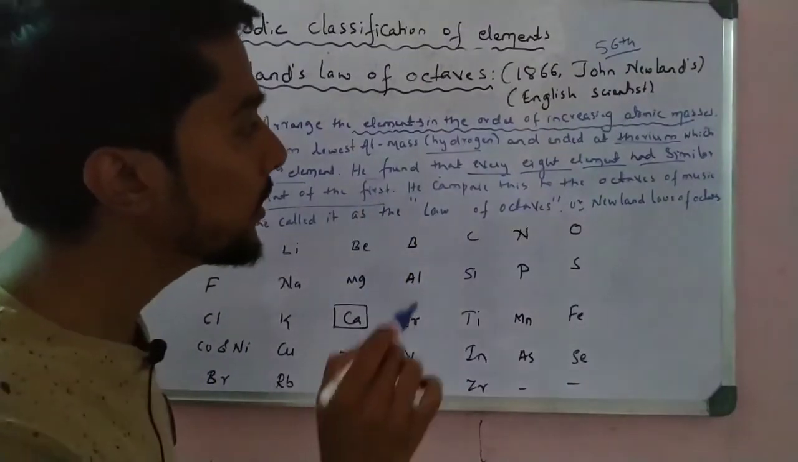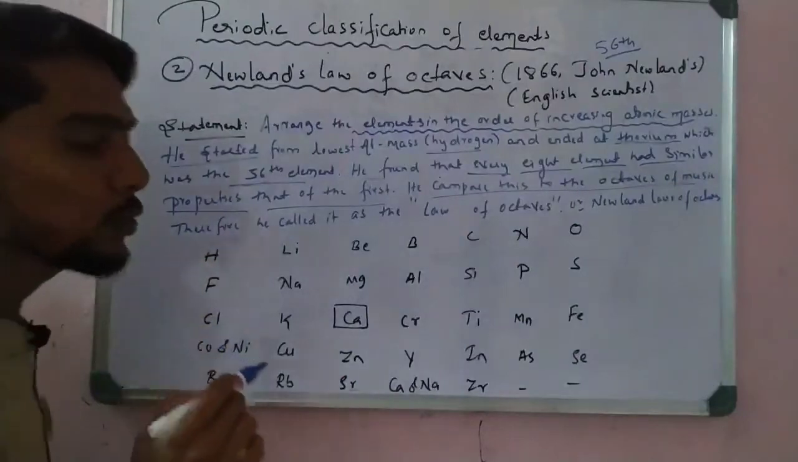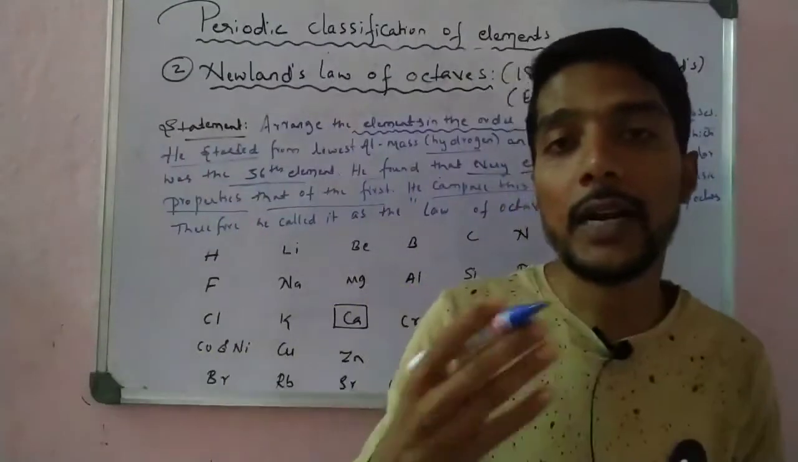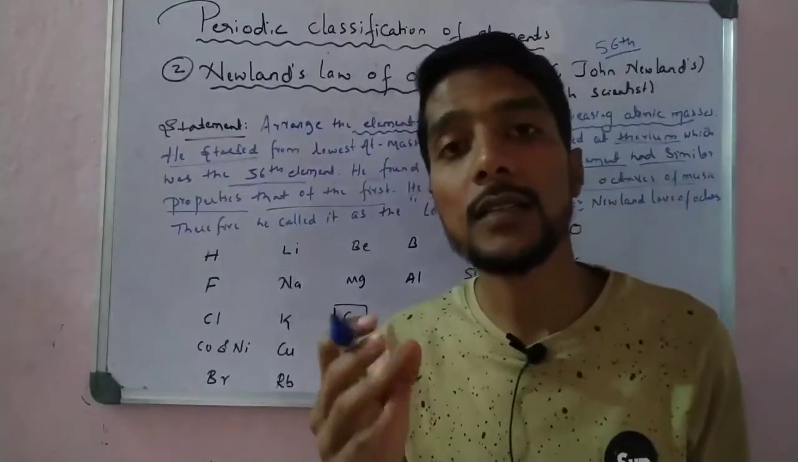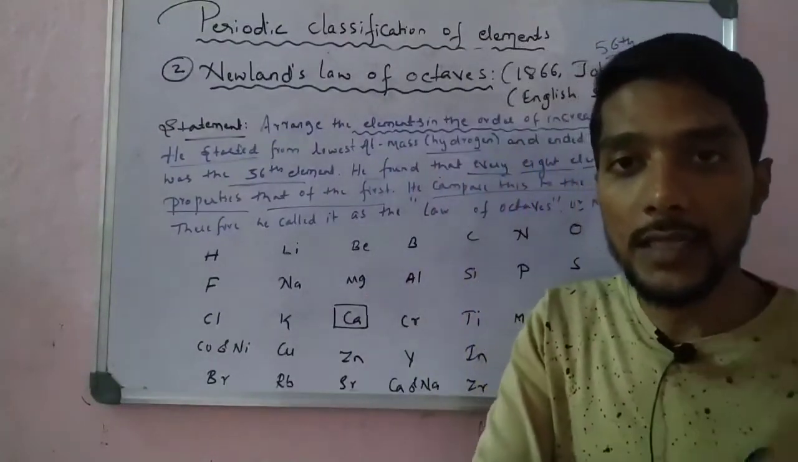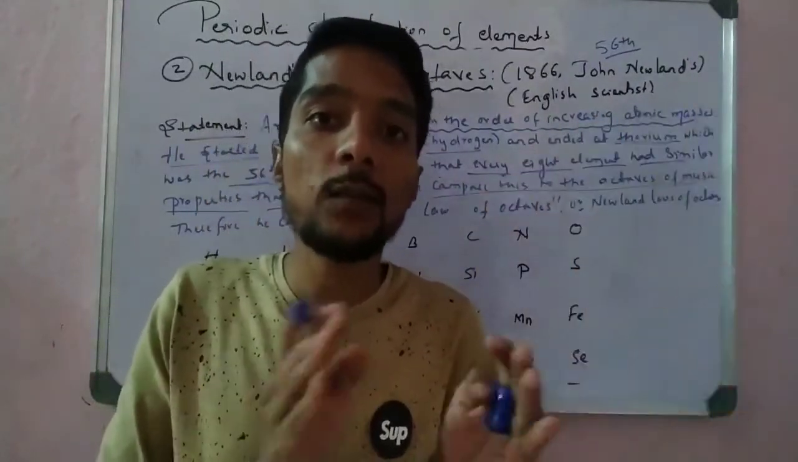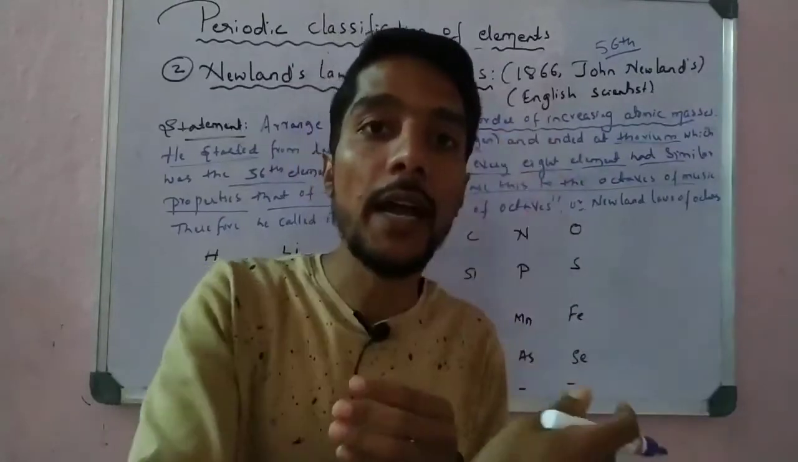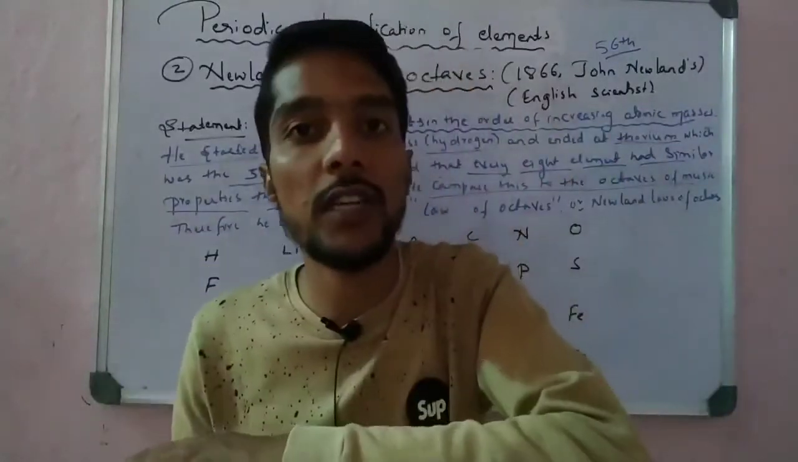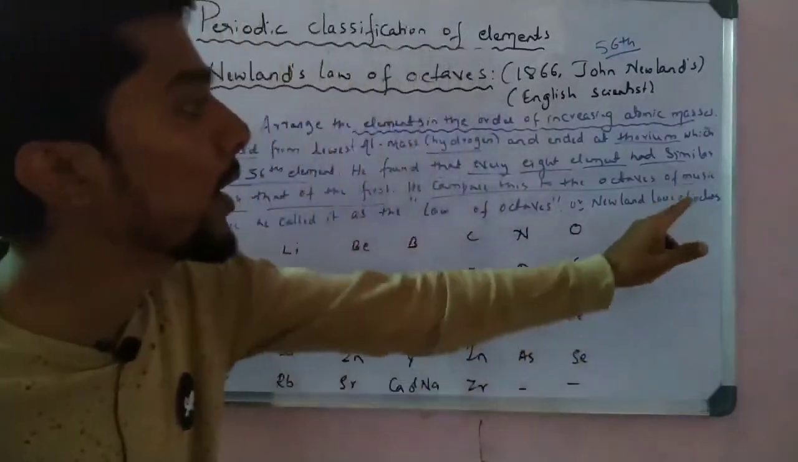So he compared this to music. In music we observe that there are scales. In Hindi we say sa re ga ma pa dha ni sa. Observe the first sa and the eighth: both are sa. Sa re ga ma pa dha ni sa. Again the eighth key matches the first key. The first key is sa and the eighth key is also sa. So he compared it like that.